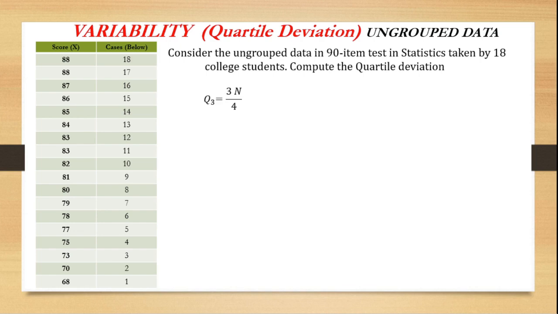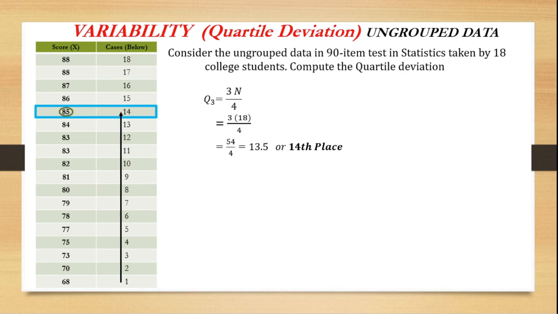First thing that we need to do is to identify the score that falls within the third quartile by computing 3n divided by 4. Since there are 18 scores, our n is 18. Substituting to our 3n divided by 4, we have 3 times 18 divided by 4 is equal to 54 divided by 4, which is equal to 13.5. Then round up 13.5, which is equal to 14. Our third quartile score is in the 14th place. Referring to our table at the left, this is our 14th place. Then the score that falls within the third quartile is 85. Then we can say our third quartile is 85.